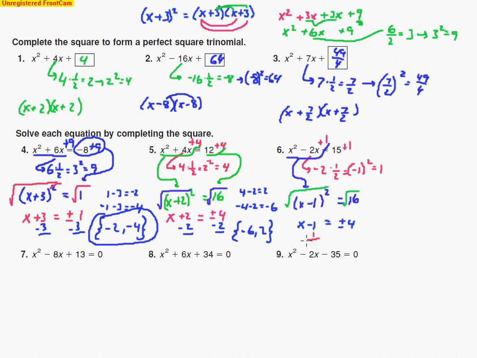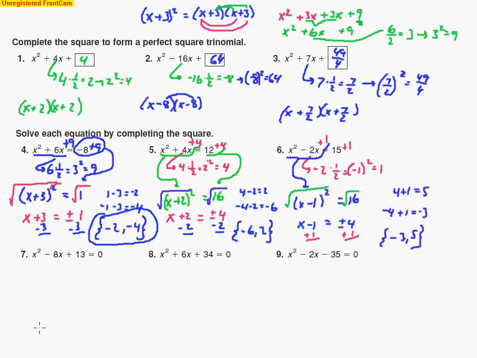So from that point, all you have to do is add this 1 to both sides, and we'll come up with our value of x. And so we can go ahead and set up our two problems. We'd have a positive 4 plus 1, which makes 5. And we'd have a negative 4 plus 1 that makes the negative 3. So there it is, negative 3 and 5, the two x-intercepts.